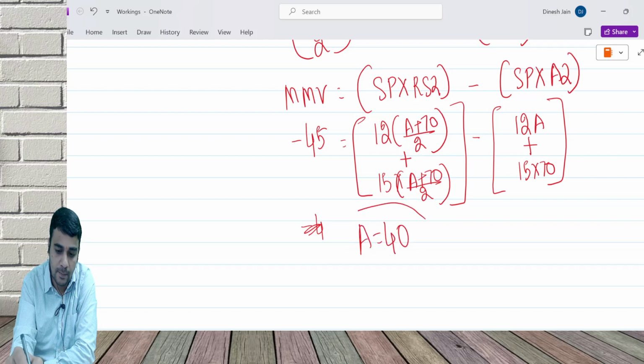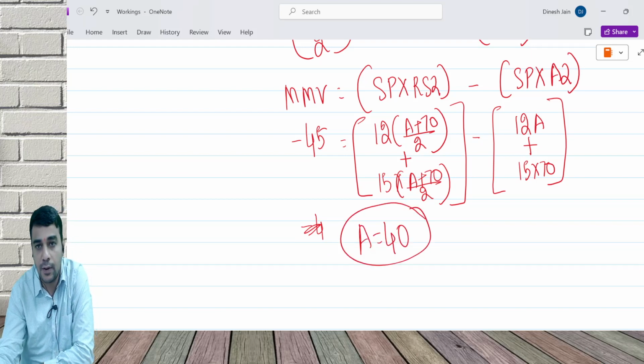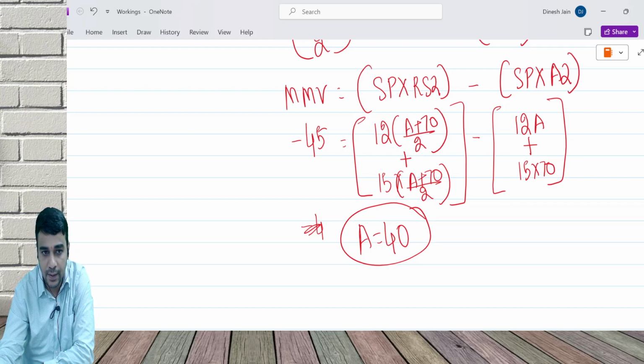I'm not doing the solving part. A is equal to 40. I'll not get into the solving part. In case you're not getting the answer, let me know. A is equal to 40 units. That is AQ of A is 40. If you're not getting it, let me know. I'll do the detailed calculation.